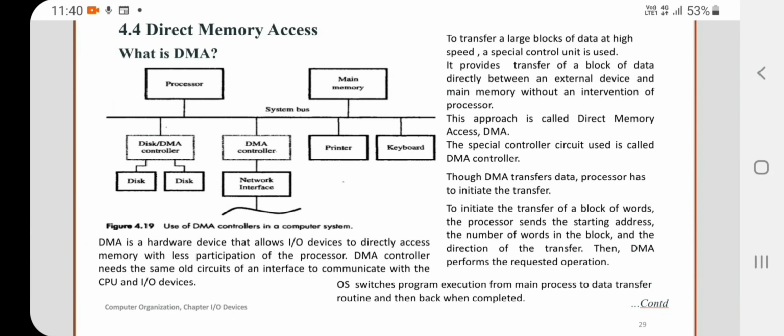Today we shall discuss direct memory access. So what is DMA? DMA is a hardware device. It allows the IO devices to directly access main memory with less participation of the processor. So DMA controller is the interface circuit that allows the communication between main memory and the IO devices. DMA controller is the interface circuit that allows the communication between main memory and external devices directly without intervention of processor.